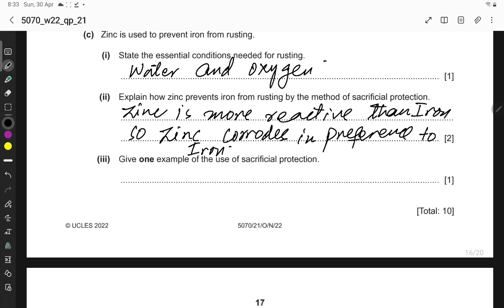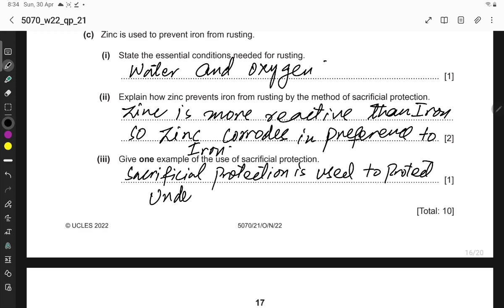Give one example of the use of sacrificial protection. It stops rusting. Sacrificial protection is used to protect underground water pipes from rusting.